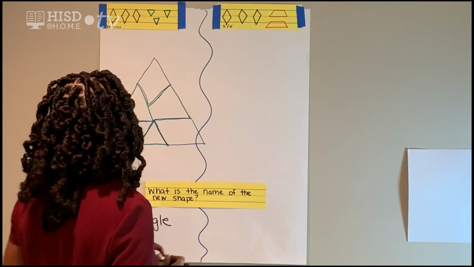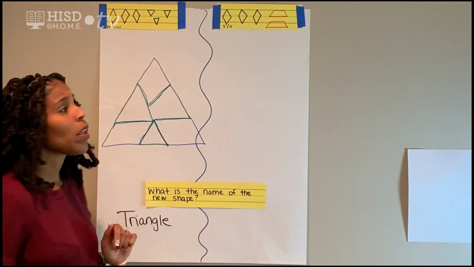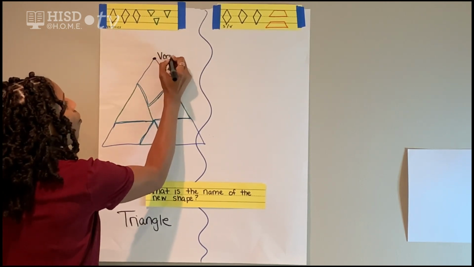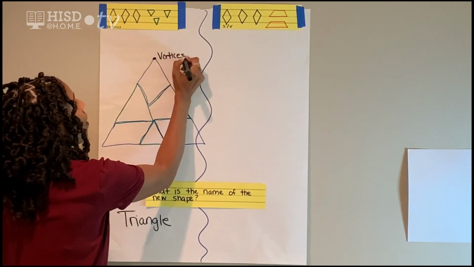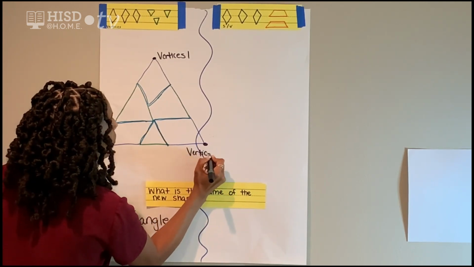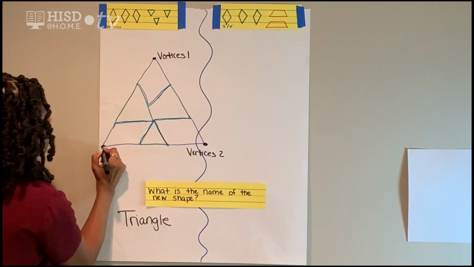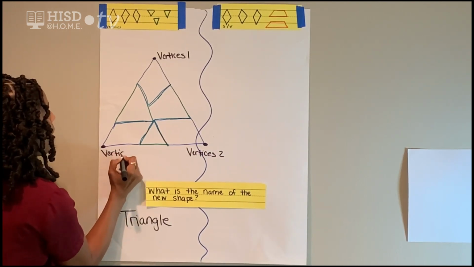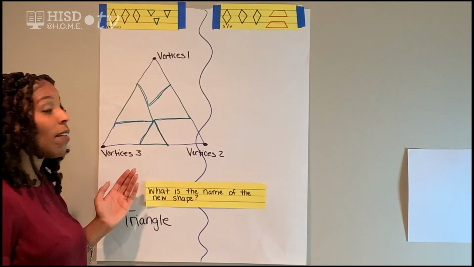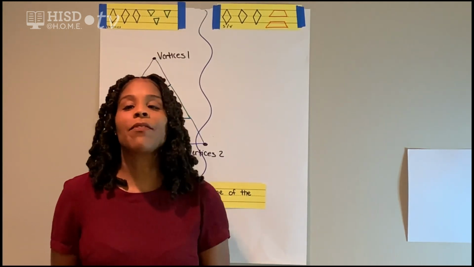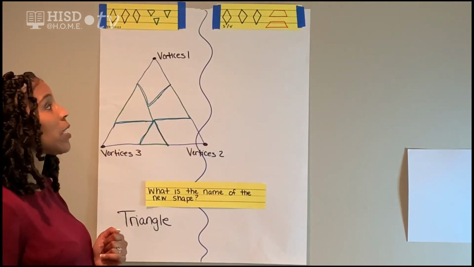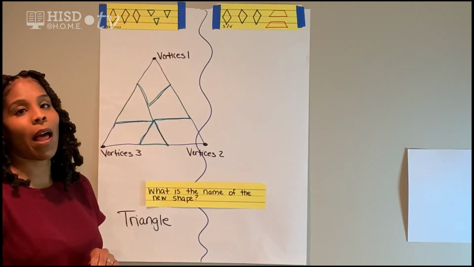Now, what I want us to count is the vertices again. So remember what vertices is. It's at the corner here. So I have one vertices. I have another vertices here. And another vertices here. So I have 3 vertices. Wow. So I have identified that it is a triangle as a shape and it has 3 vertices. And I use all of my pattern blocks.